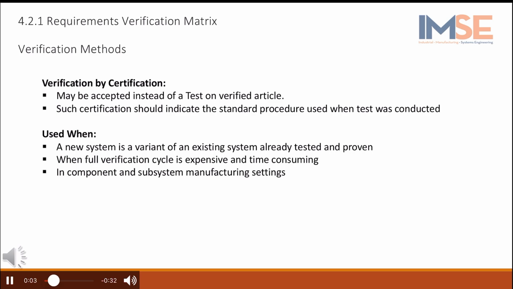Next method is verification by certification. It may be acceptable instead of a test on the verified article. Such certification should indicate the standard procedure used when the test was conducted. It's used when a new system is a variant of an existing system already tested and proven, when the full verification cycle is expensive and time-consuming, and in component and subsystem manufacturing settings.